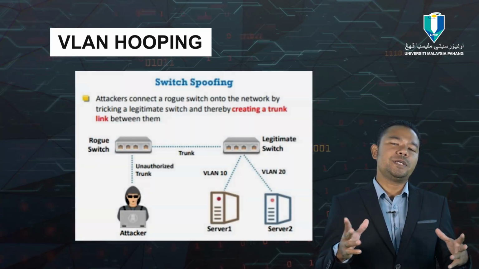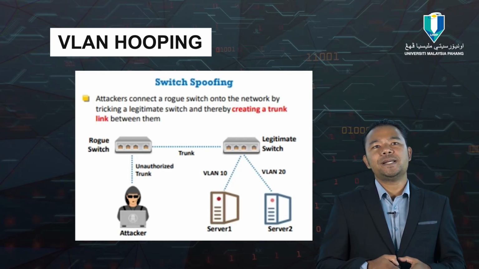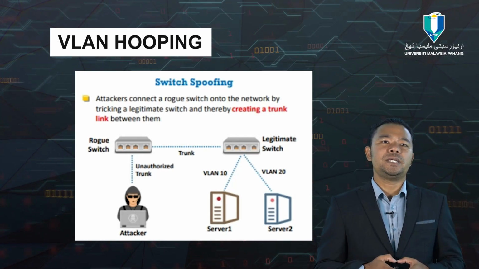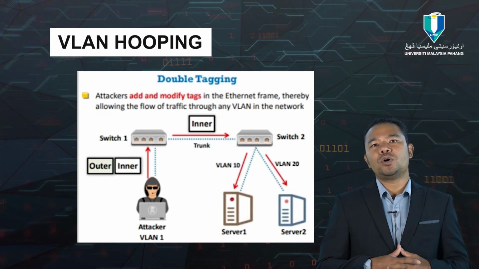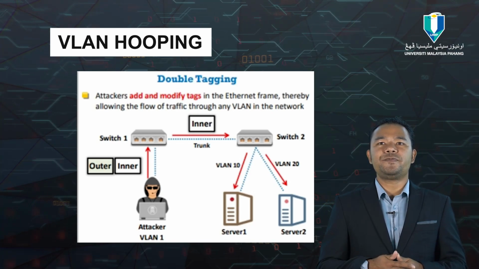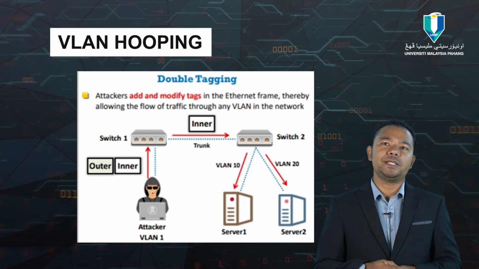For switch spoofing, the attacker connects a rogue switch onto the network by tricking a legitimate switch, thereby creating a trunk link between them. In double tagging, the attacker adds a modified tag to an Ethernet frame, thereby allowing the flow of traffic through any VLAN in the network.